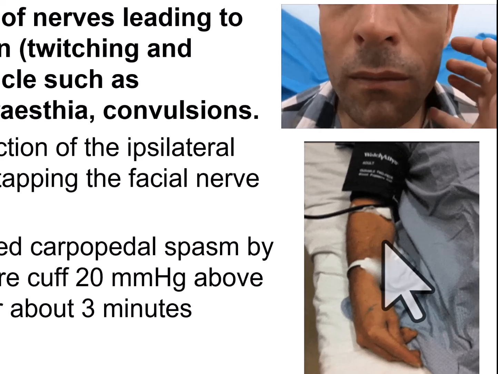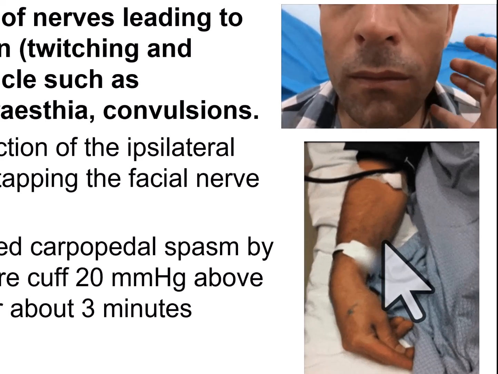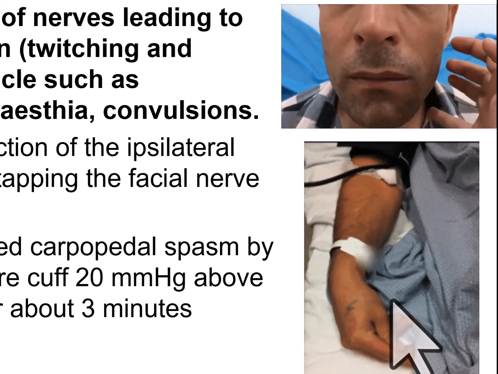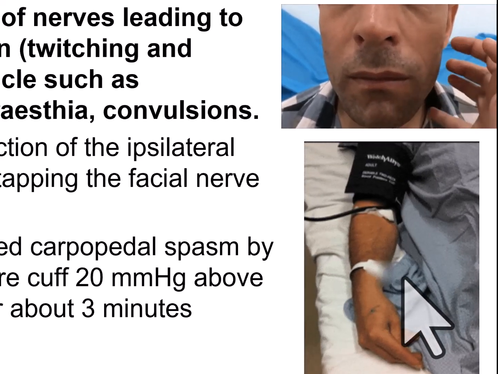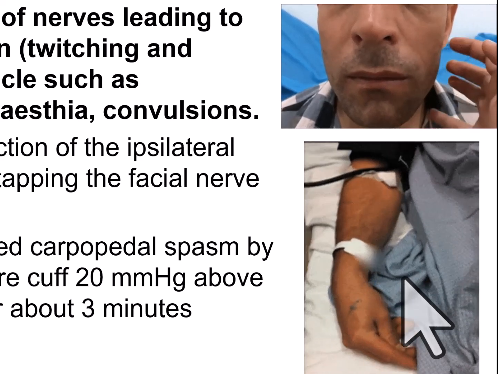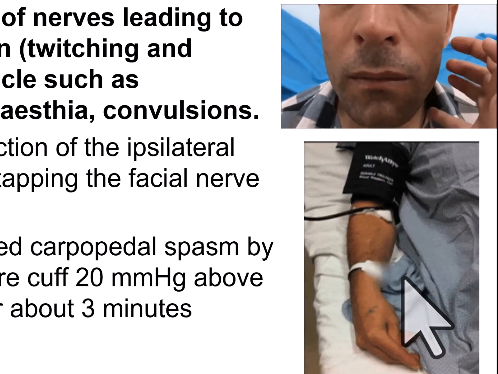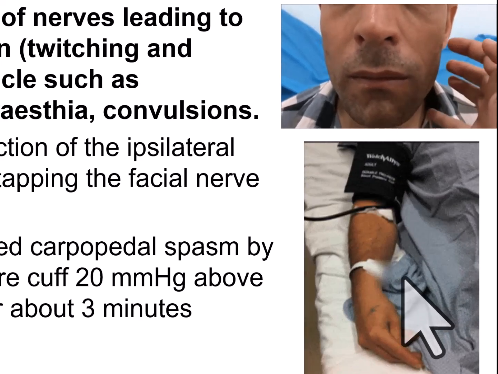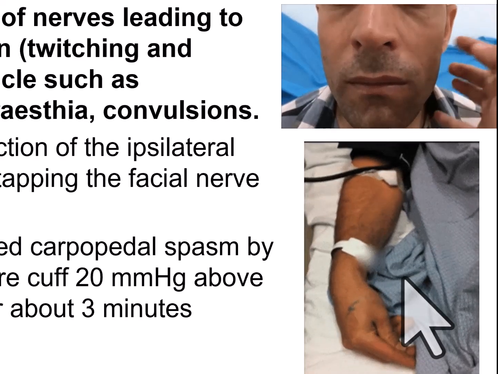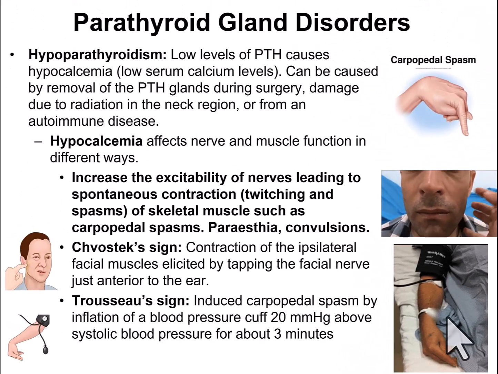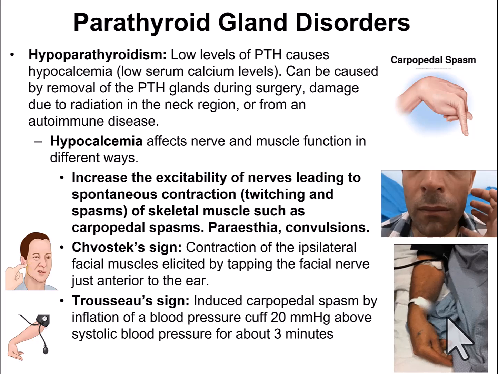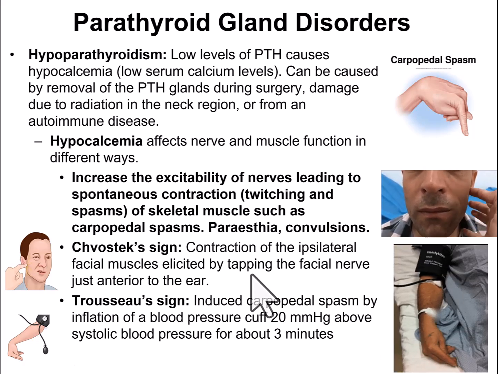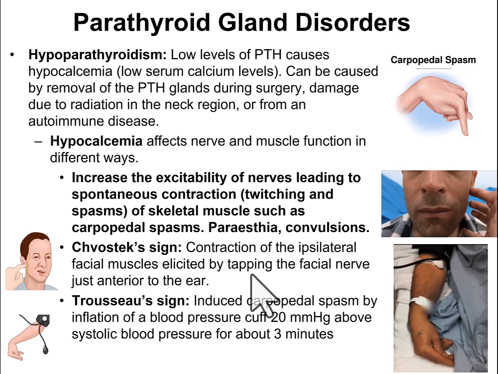Well, Trousseau sign, this is induced carpal pedal spasms. You can see here the hand and wrist turning inward, and this is due to an inflation of a blood pressure cuff about 20 millimeters above systolic pressure for around 3 minutes. But it doesn't have to necessarily be for 3 minutes. I've seen this happen when just after a minute or so, depending on how low the blood calcium levels are. Chvostek's sign, not always seen, but Trousseau's sign is seen more often. Here's a short video from Hippo Education on Chvostek's sign and Trousseau's sign.